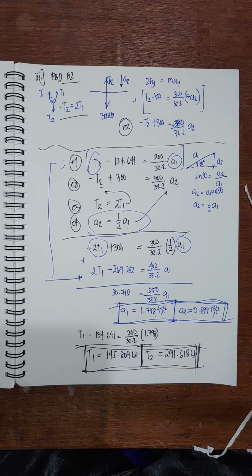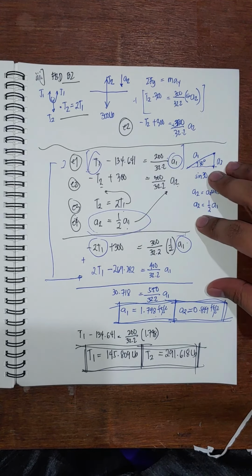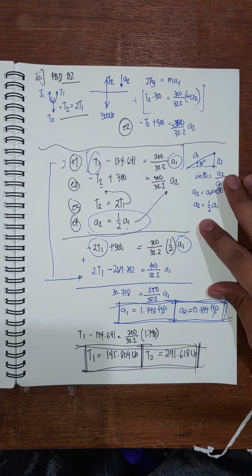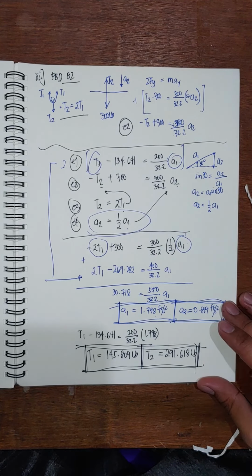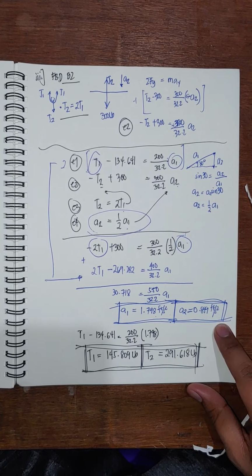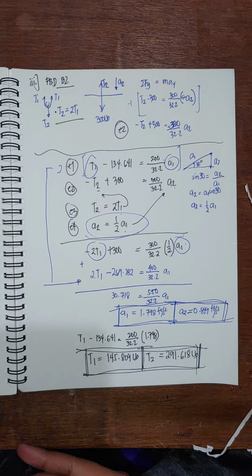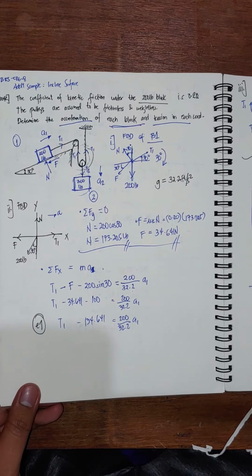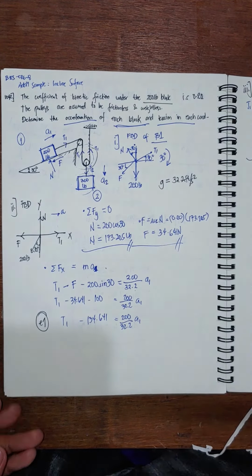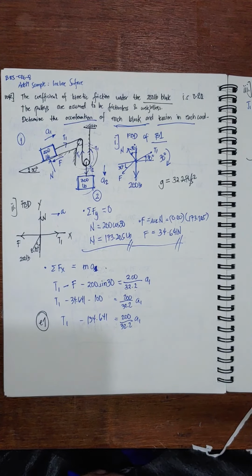There are 2 blocks, therefore there are 2 accelerations. We solve the kinetic equations. We solve the acceleration for the 200 pounds block. We apply Newton's second law of motion on block 1 and on block 2. Then we came out with this basic algebraic problem until we figured out the acceleration of the first block and the acceleration of the second block, and then the tension of this cable and the tension of this cable to make the system move.